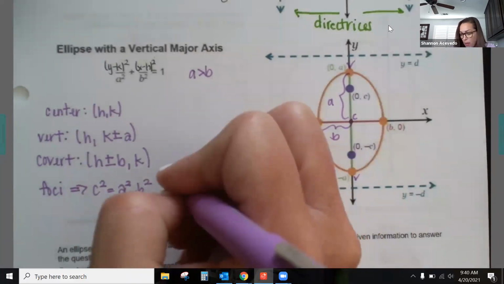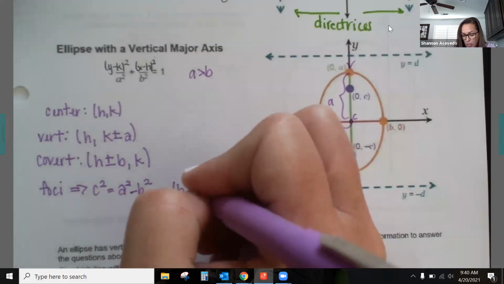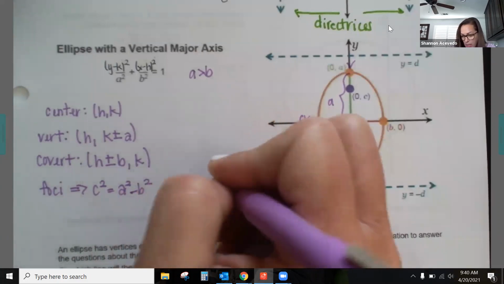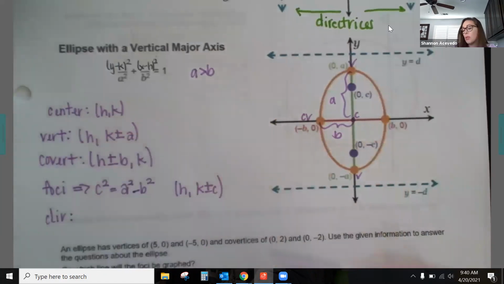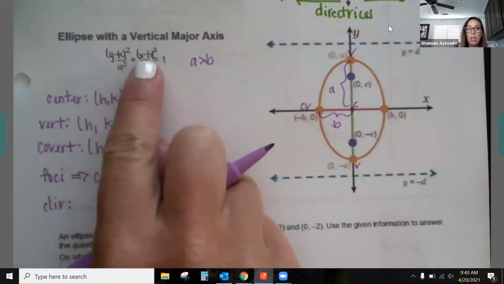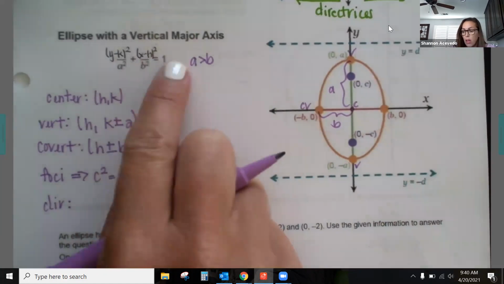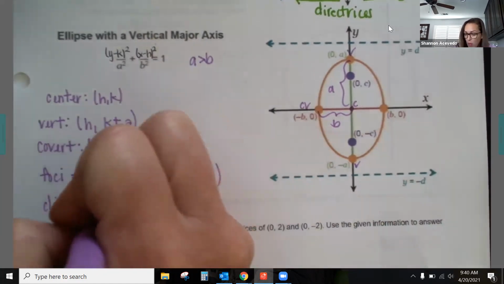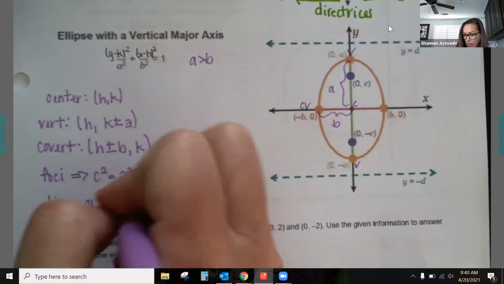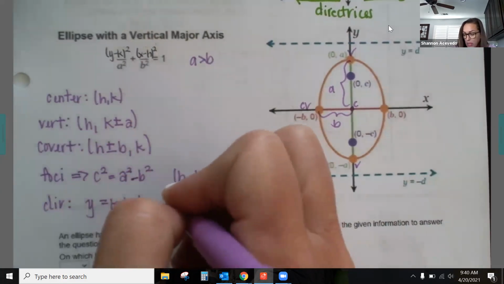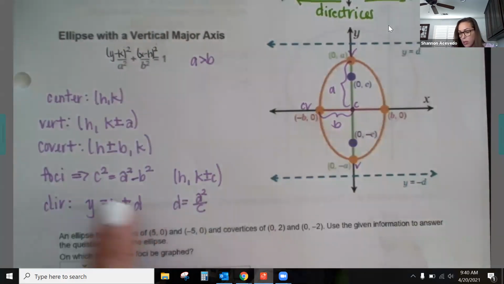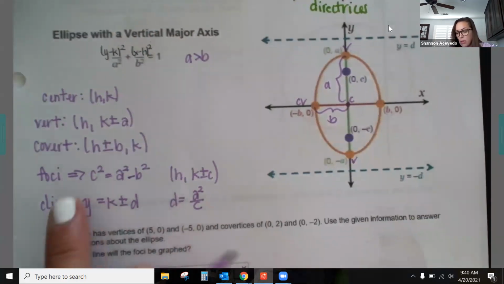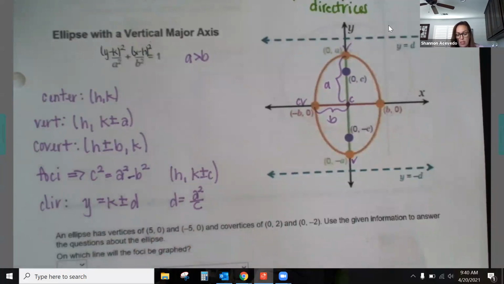Okay. And then that point is going to be at h, k plus or minus c. And then my directrices. In this case, since it's a vertical ellipse, this is going to be y equals k plus or minus my d. Remember, we said that d is equal to a squared all over c. So again, that's that c value there. When we talk about c, we're talking about that value for our foci.